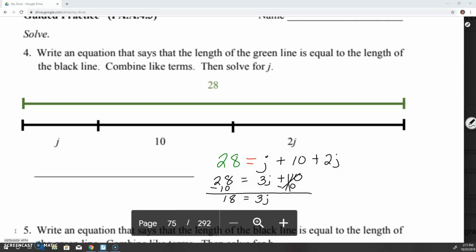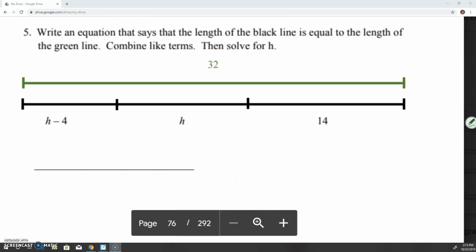How do I solve for J? Divide. 18 divided by 3 is? 6. Let's check it. If J is 6, 2 times 6 is 12. Does 6 plus 10 plus 12 give you 28? Yes. So it works. They want you to set it equal to each other.